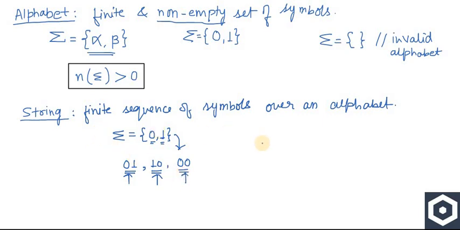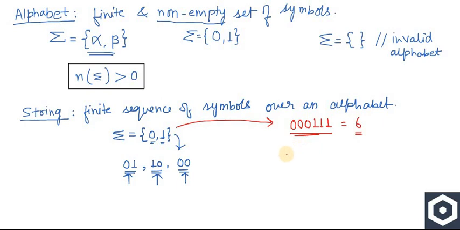Now let us define the length of a string. What is the length of a string? Length of a string is actually the number of symbols used in that string. Suppose that I write a string like this, 0, 0, 0, 1, 1, 1. So the length of this string will be 6. I am defining the strings on this alphabet, the alphabet consisting of two symbols, 0 and 1. So this is a string with 6 symbols, so its length will be 6.